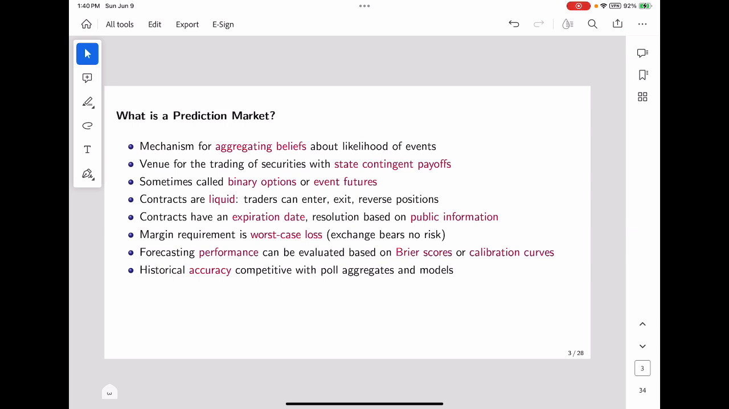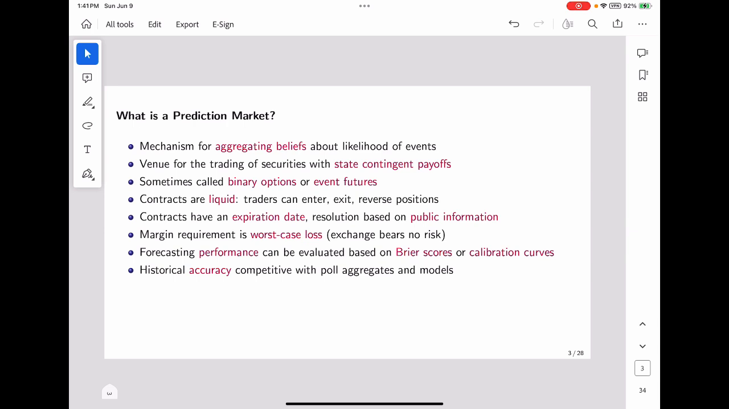One of the key features of prediction markets is that the contracts are liquid. Traders can enter, exit, and reverse positions in a matter of seconds. You can bet on an event and then exit your position and change your mind just a few seconds later. The price may have changed, you may have made money in the meantime, or you may have lost money, but you don't have to hold until expiration.